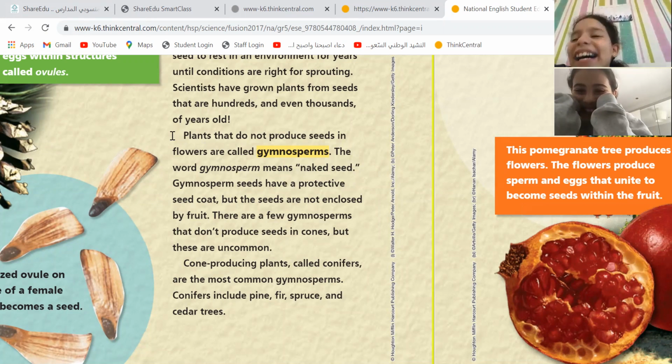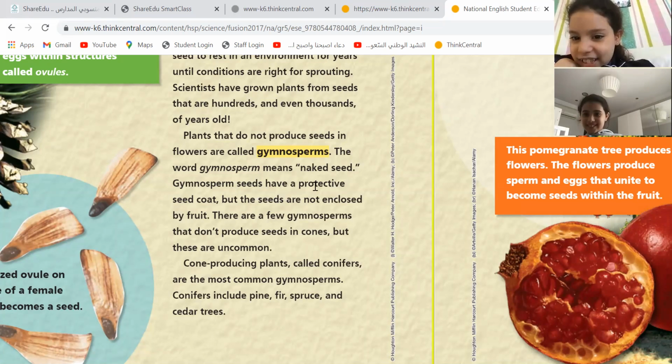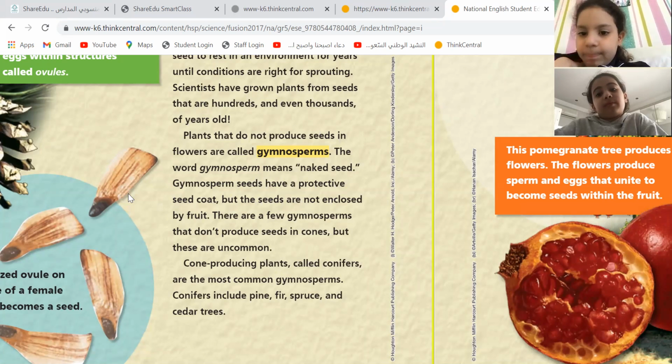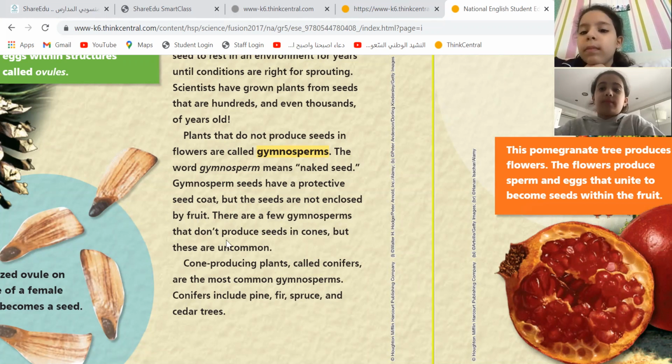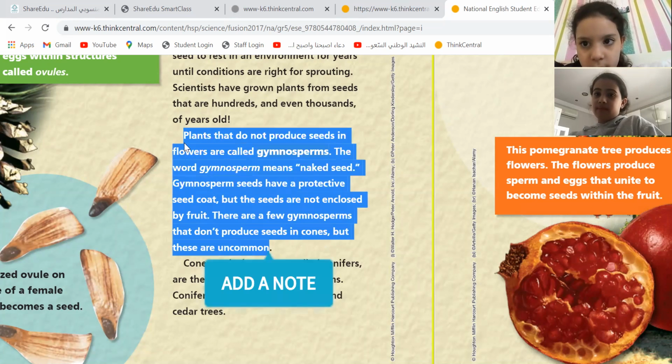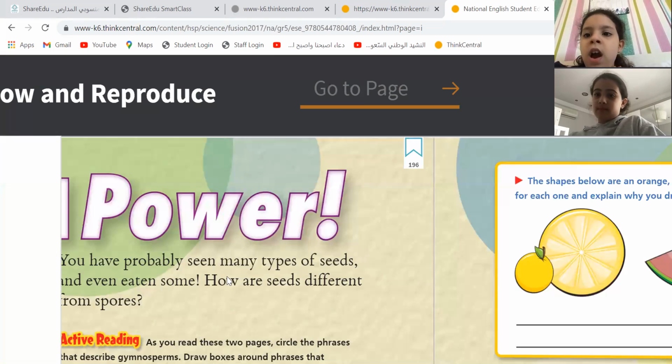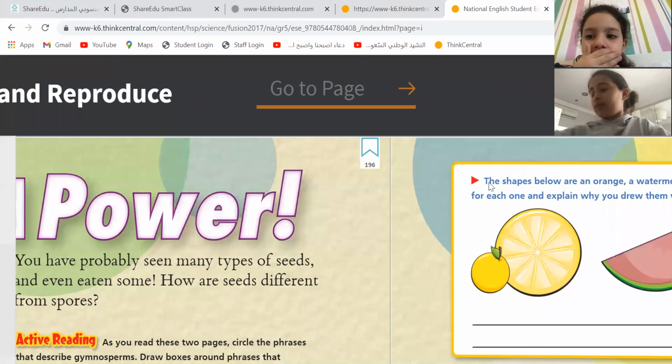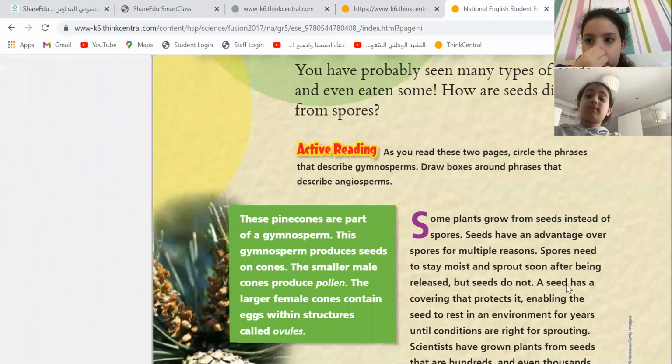Yes, that's right. Let's see. Gymnosperm seeds have a protective seed coat, but the seeds are not enclosed by fruit. So it's not enclosed by fruit. That's why it's a naked seed. There are a few gymnosperms that do not produce seeds in cones, but these are uncommon. See? It is uncommon, so you don't see them a lot. These are the gymnosperms. This is the new word for today.